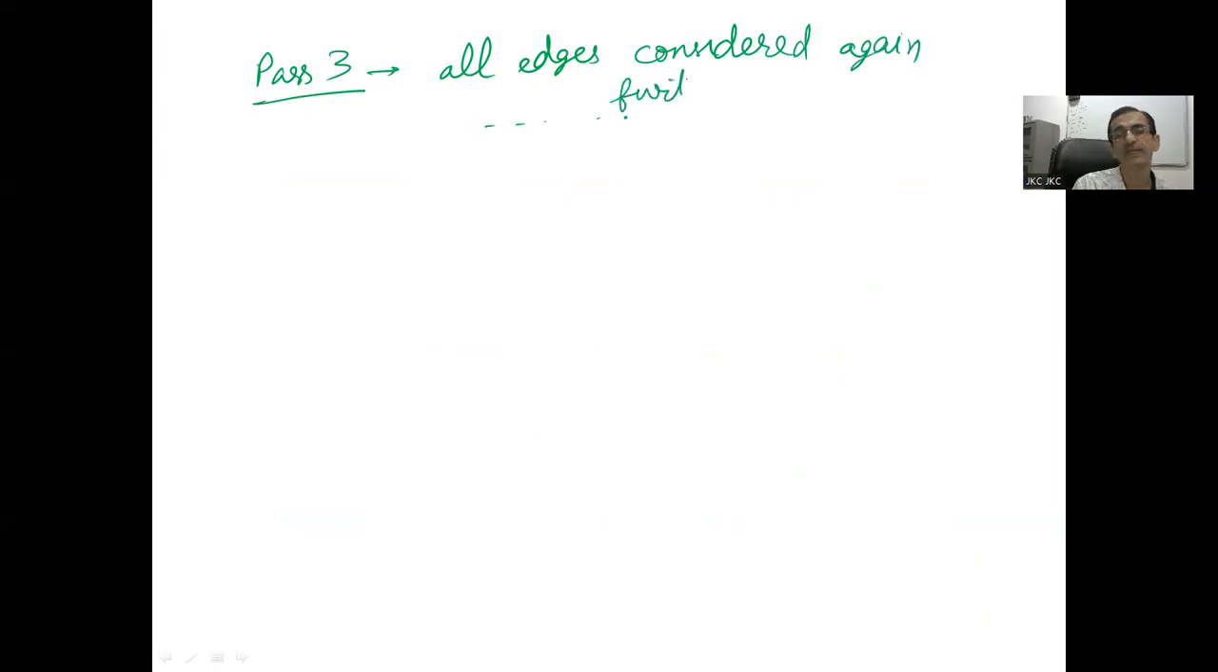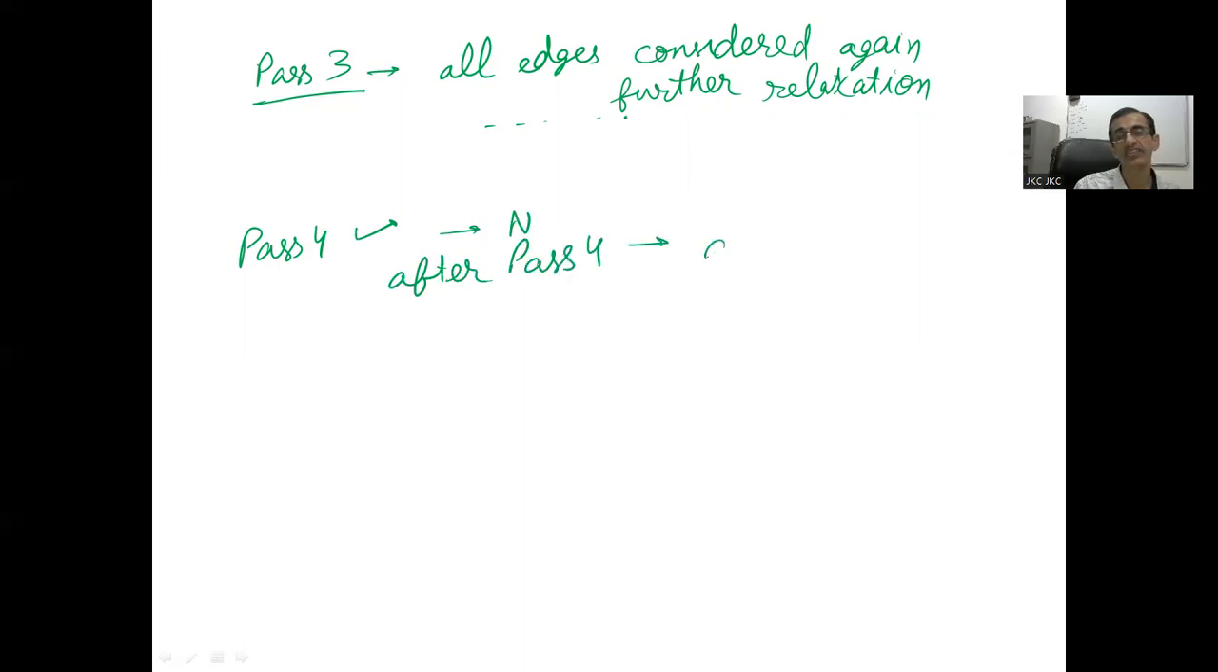Then similarly pass 3 will come. So pass 3 will start. Again, all edges are considered again, and this consideration will further lead to further relaxations. So if any relaxation via some indirect edge is now possible, that will be done. Similarly, pass 4 will be done, and I say now final. After pass 4, I can claim that the result distances are final.